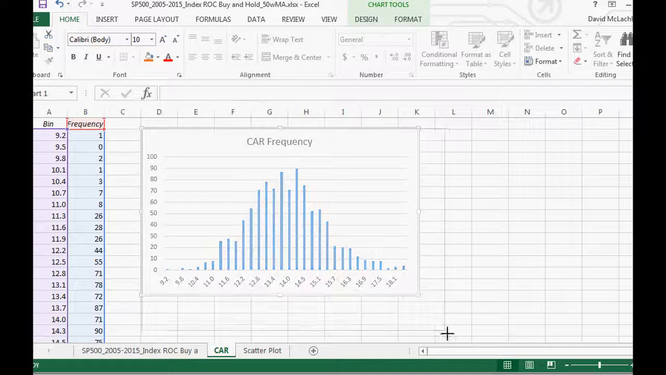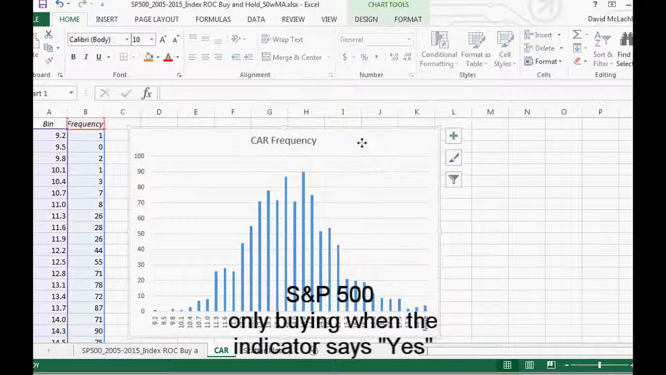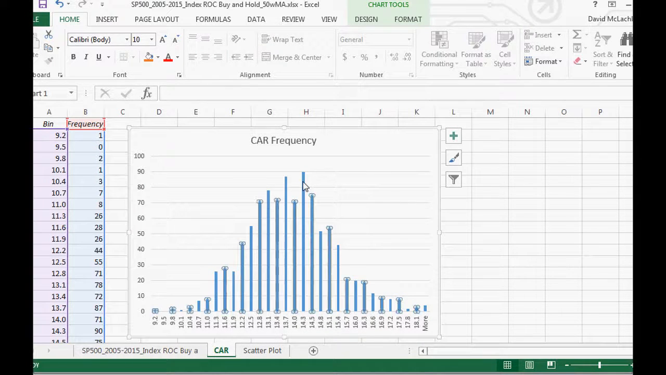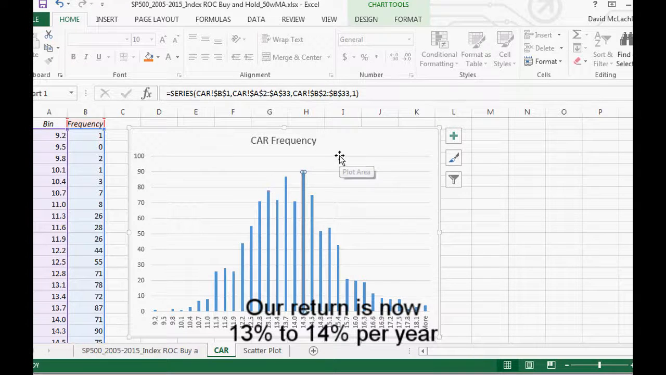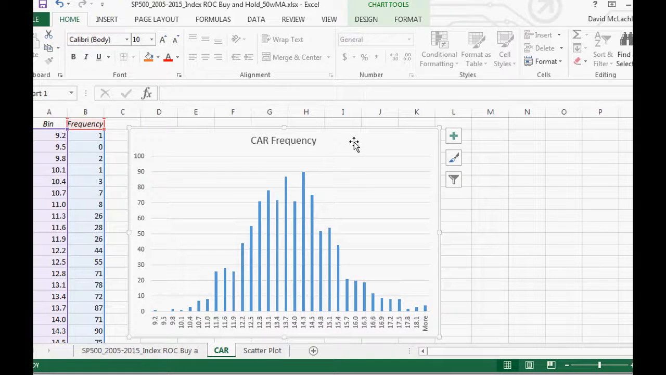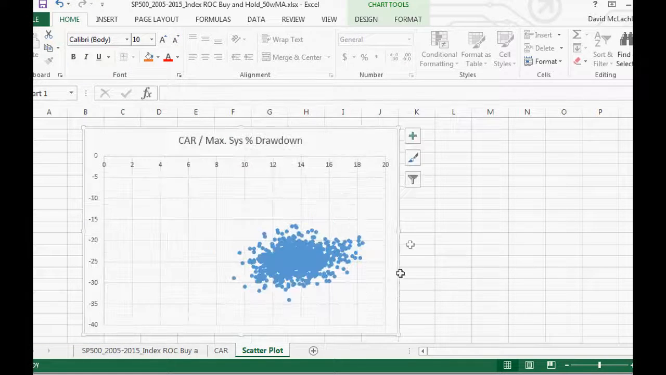So this is the S&P 500, 1,000 different random portfolios, only buying when the indicator says yes. And remember, our regular buy and hold was about 7 to 9%. Using this indicator, it brings it up to 13 to 14% as the most common result. So we've increased it by 5 to 6% every year just by following this particular indicator, which is a good result as far as I'm concerned. Definitely, Chris has done an awesome job on his research there. And this basically proves it, hands down. This is the actual data that proves it.